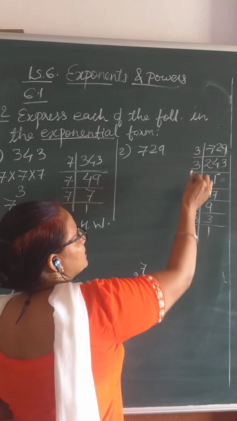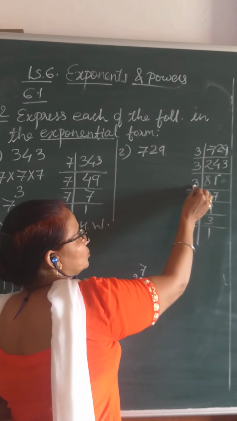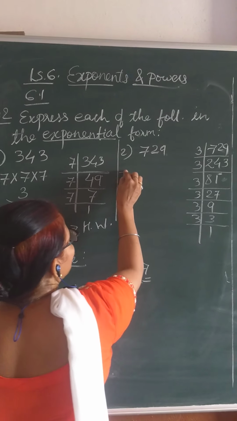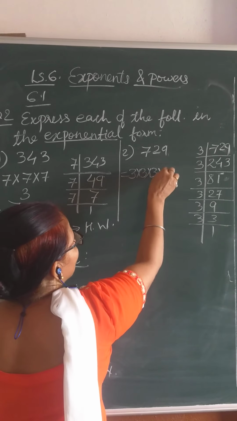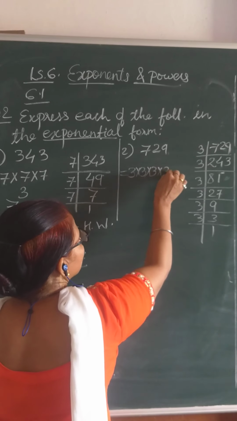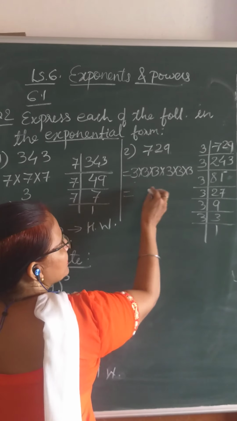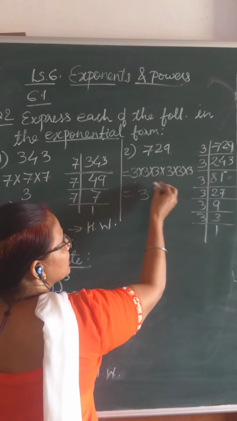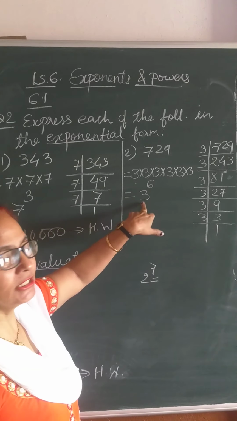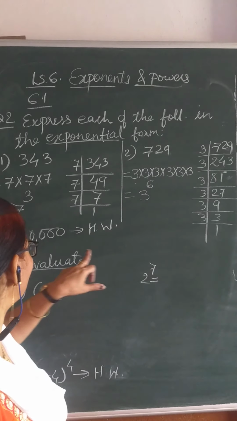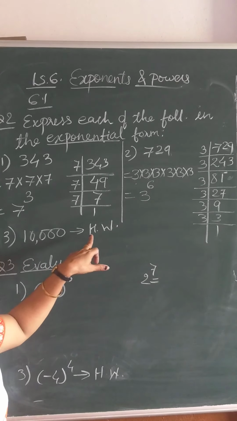So now children, you can see these 3s, what are the factors of 729? 3 into 3 into 3 into 3 into 3 into 3. So in place of 729, all these factors you have to write, and it is how many times? 6 times. Okay, so what is the base here? 3, and how many times is it multiplied? 6 times. So as you can see, according to the heading, it is written in the form of exponent. Okay, now this 10,000, you have to find the factors of 10,000. This is homework for you.